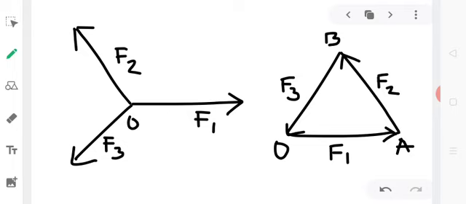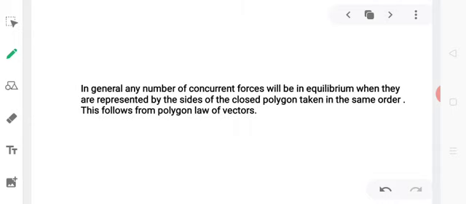Also, we know from triangle law that three concurrent forces F1, F2, F3 are in equilibrium when they are represented by three sides of a triangle taken in the same order. Now, as you can see in the picture, F1 is represented by OA, F2 by AB and F3 by BO. Hence, the resultant is 0 and they are in equilibrium. So, in general, any number of concurrent forces will be in equilibrium when they are represented by the sides of a closed polygon taken in the same order. This follows from polygon law of vectors.